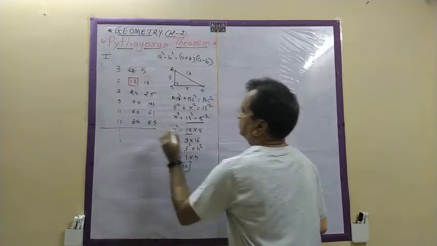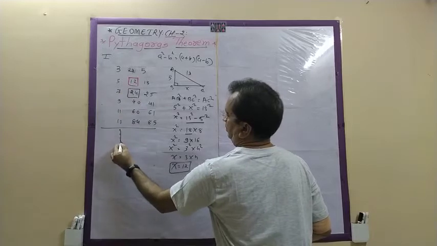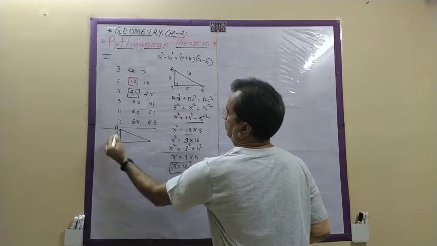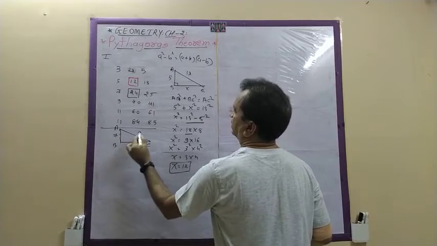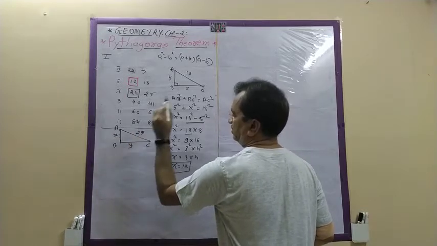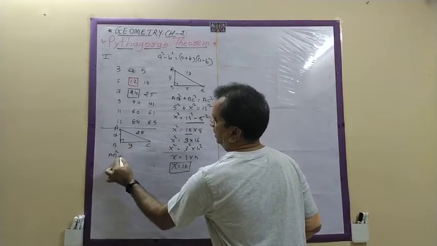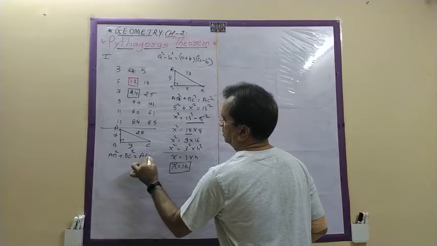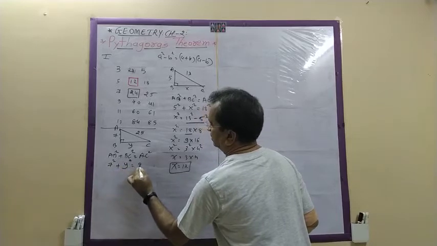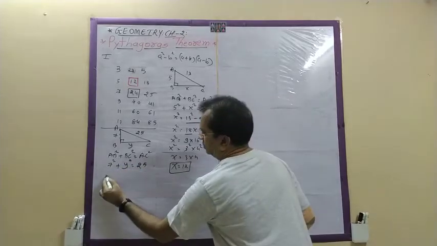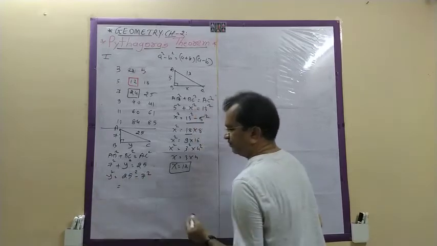Again, I am trying this. Now 7 is given, 25 is given, and 24 is not given. This is a right angle triangle. Again, AB square plus BC square is equal to AC square. So 7 square plus Y square equals 25 square, so Y square is equal to 25 square minus 7 square.